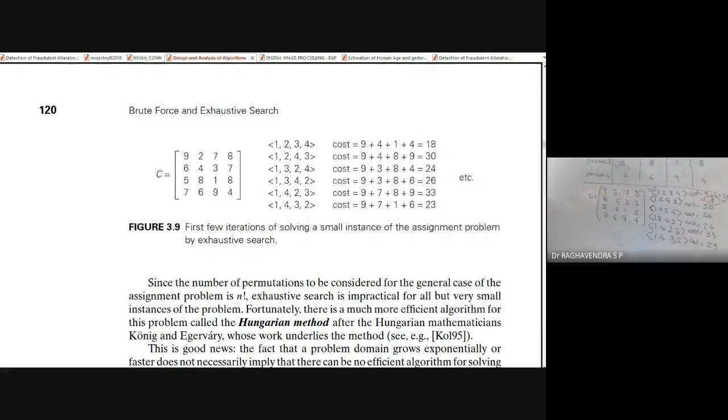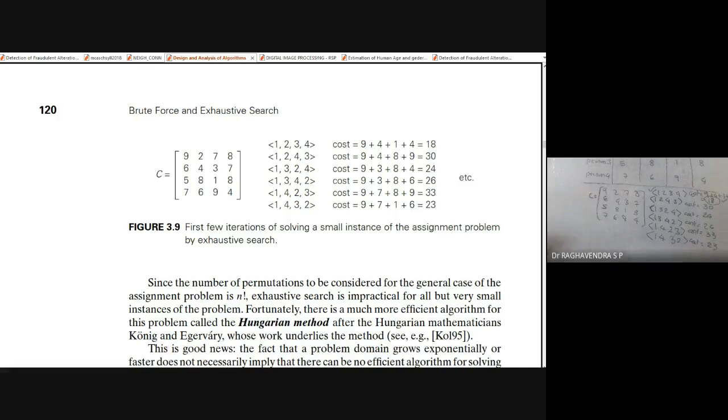Whatever the value means, if you assign job 1 to person 1, job 2 to person 2, job 3 to person 3, and job 4 to person 4, the total assignment cost or expenditure will be minimum. So that is the interpretation. So these are the different combinations. This is the exhaustive search mechanism. But actually this problem can be solved by using another straightforward approach, the so-called Hungarian method.